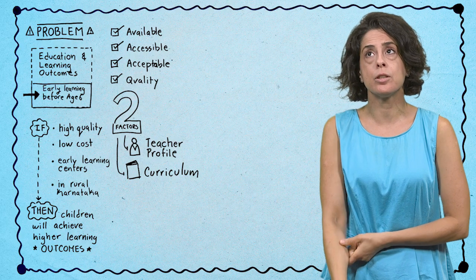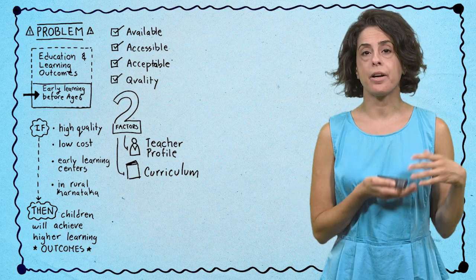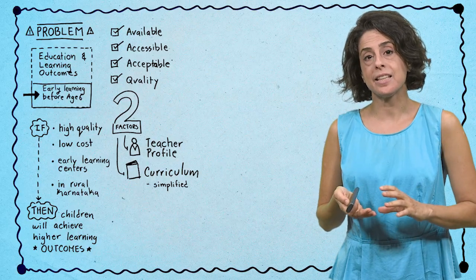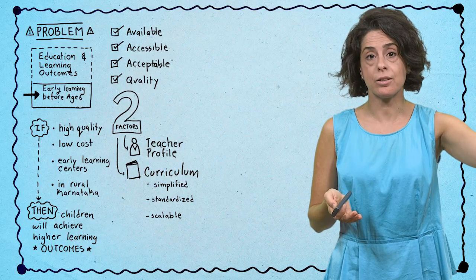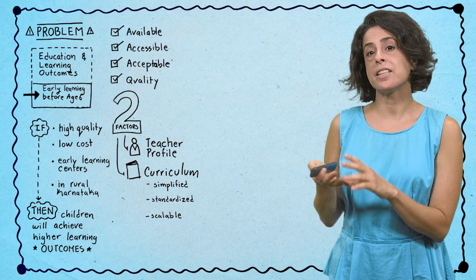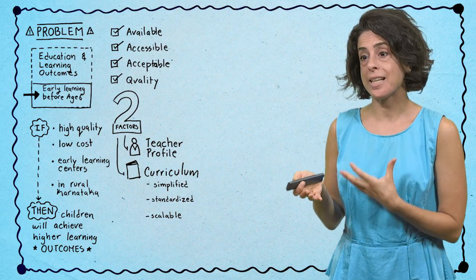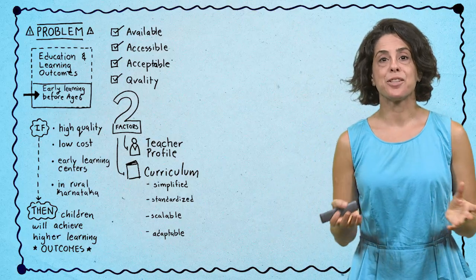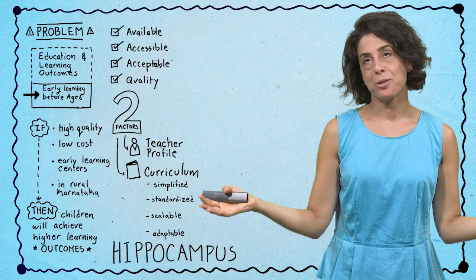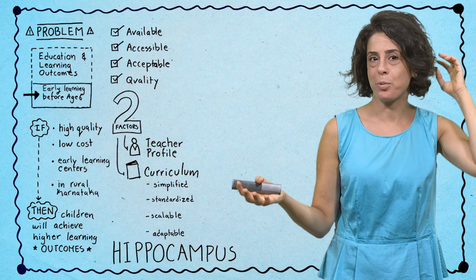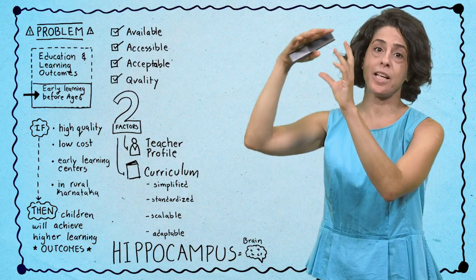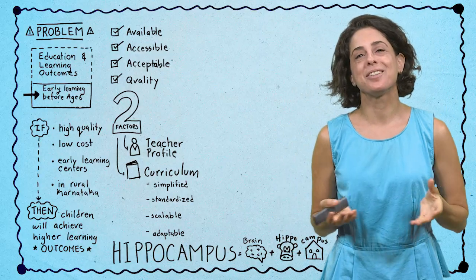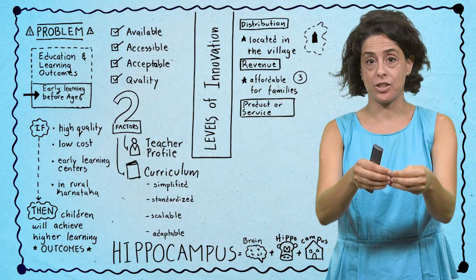The curriculum wasn't too different from what other NGOs used in the area, but they simplified it and they designed it in a way that could be standardized and scaled, while also giving the teacher freedom to contextualize and adapt it in each different village. The early learning centers were called Hippocampus, which is kind of cute because the hippocampus is part of your brain, but then the logo was a hippo, and it's also a campus, get it? Anyway, Hippocampus Learning Centers were located in the villages.